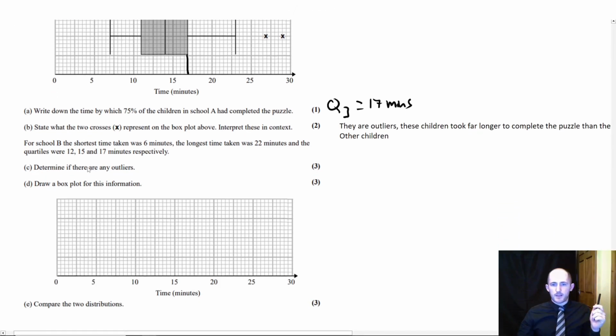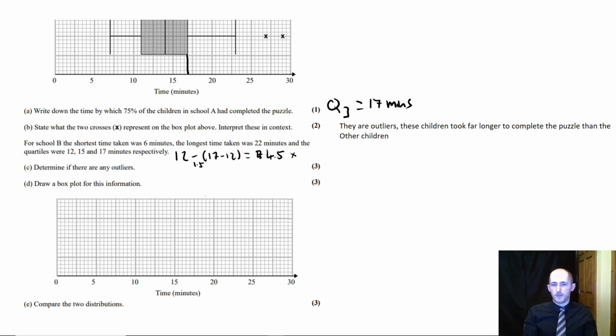Cool. Part C, for school B, the shortest time taken was 6, longest was 22, and the quartiles were 12, 15, and 17. Determine if there are any outliers. So remember, the formula for outlier for us is it's the lower quartile minus 1.5 times the interquartile range, which is 17 minus 12, which is 5. So 1.5 times that would be 7.5, and 12 minus 7.5 is 4.5.